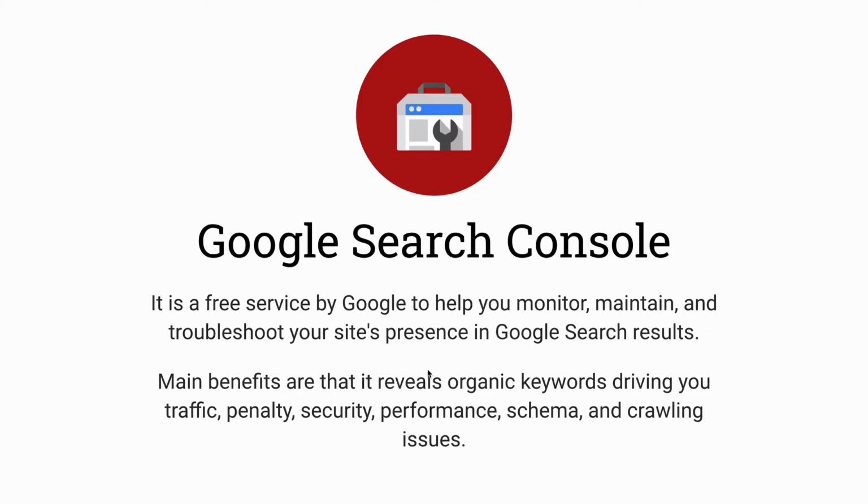It also lets you know if your site is penalized, or in the future, if your site gets penalized, then it will let you know that your site is penalized due to this and this reason. It also lets you know about any security issues or malware issues that your site may be going through. It lets you track the performance over a period of time, and also lets you know about the schema markup on your site. And if there are any crawling issues, meaning when Google visits your site and finds difficulty in discovering it, Google Search Console lets you know about that as well.